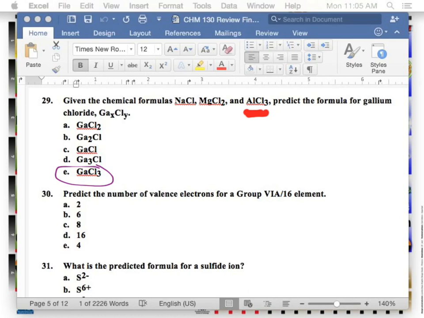Okay, that's fine. So our answer becomes gallium chloride because it matches the formula.